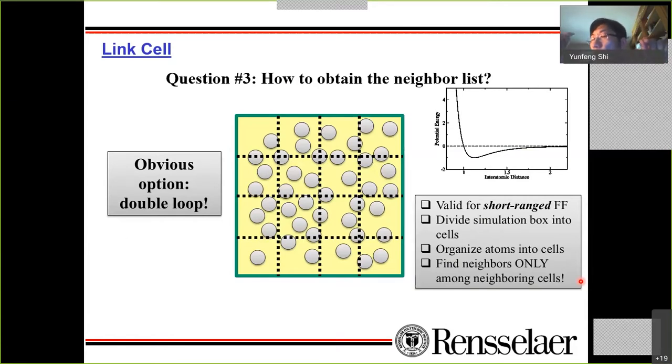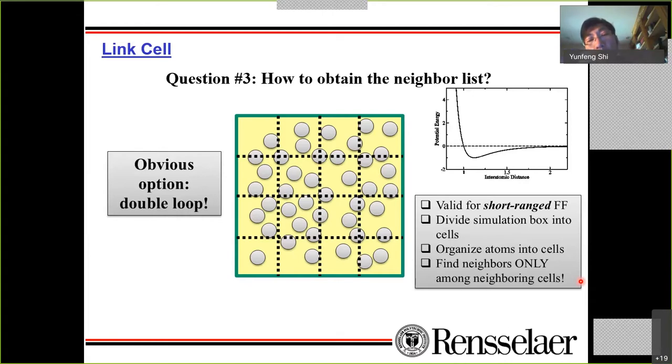This is called N square scaling. That means if your system blows up 10 times, your computational operation will be 100 times more, right? Because you're going to have a double loop. So what would be a better way? Because we do know that we want to study a large enough system to be useful, right?